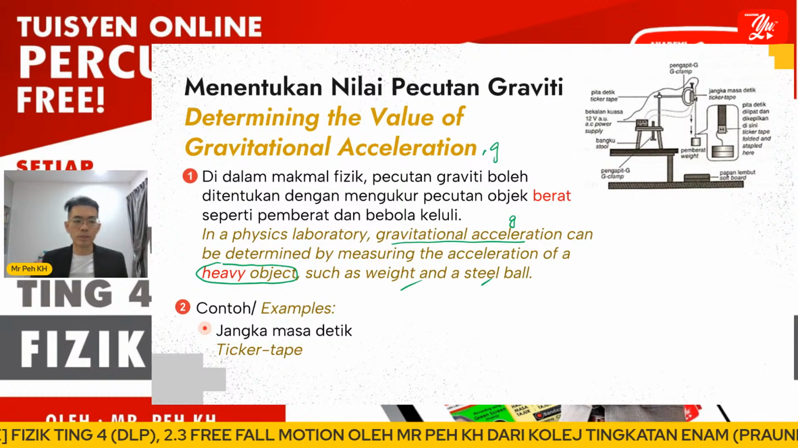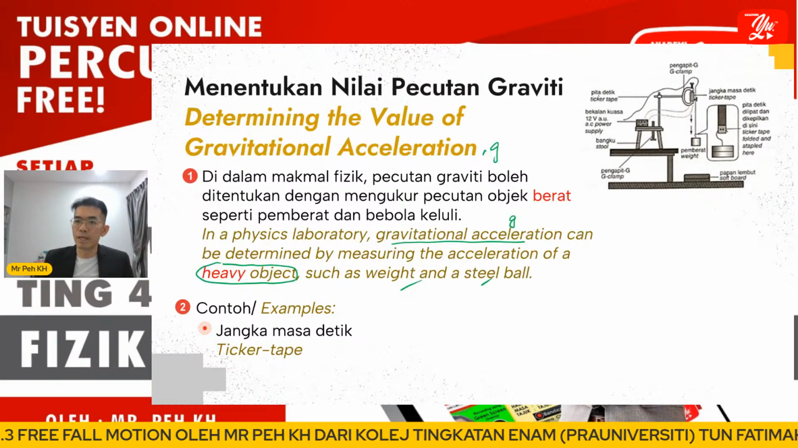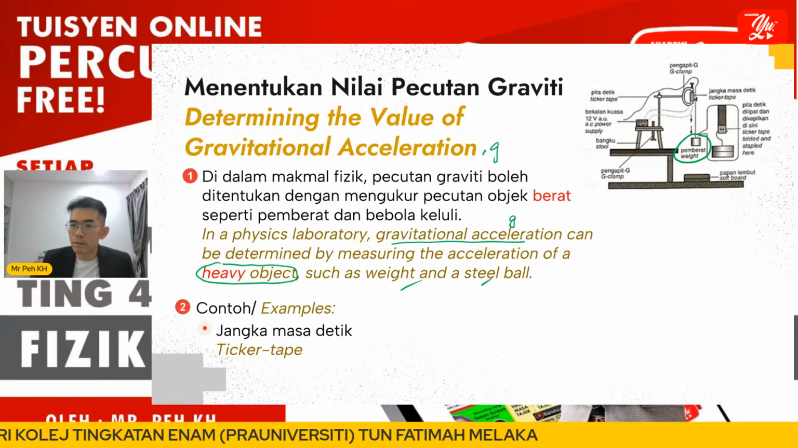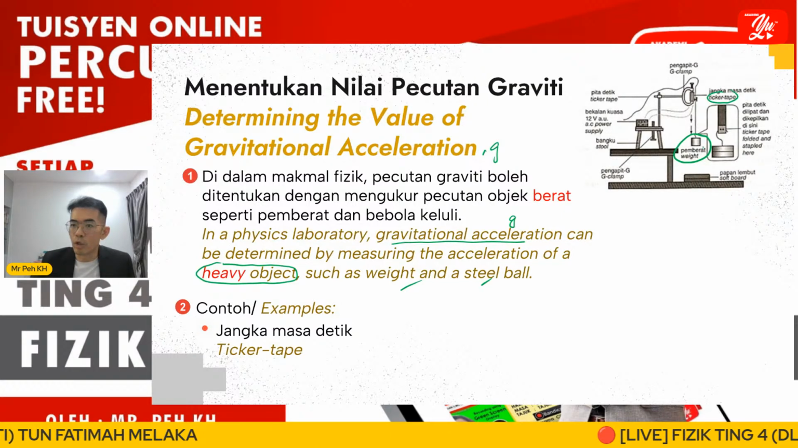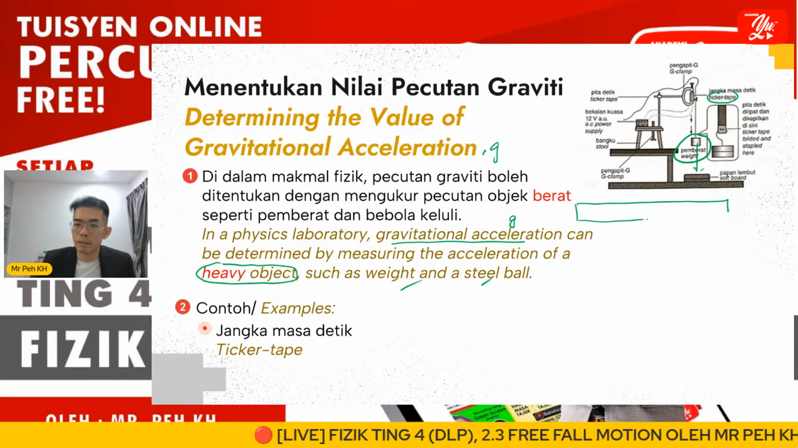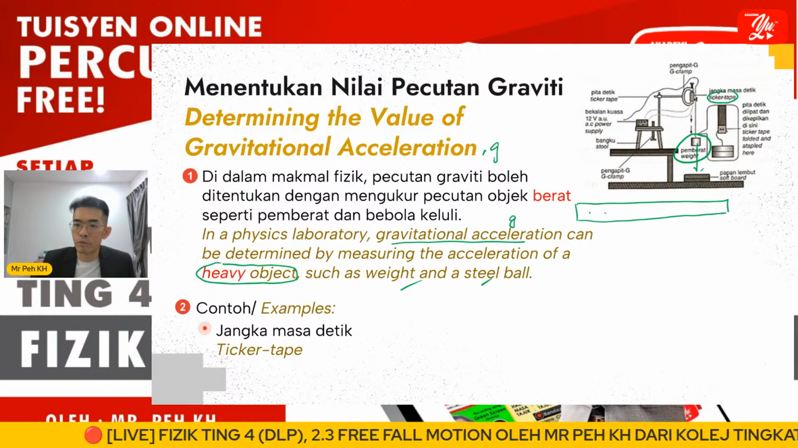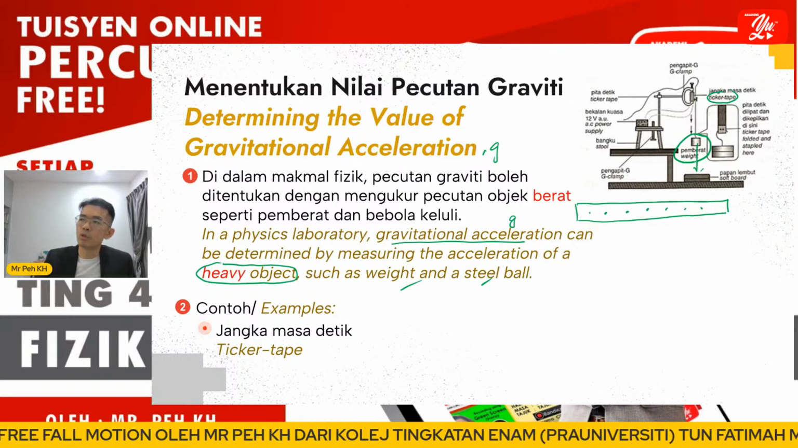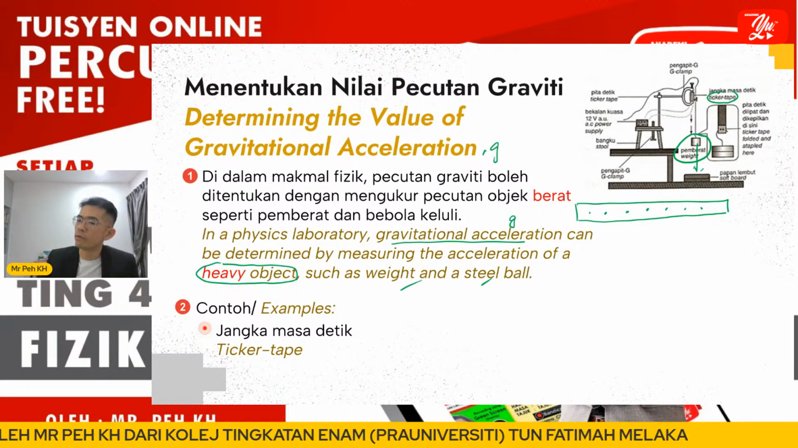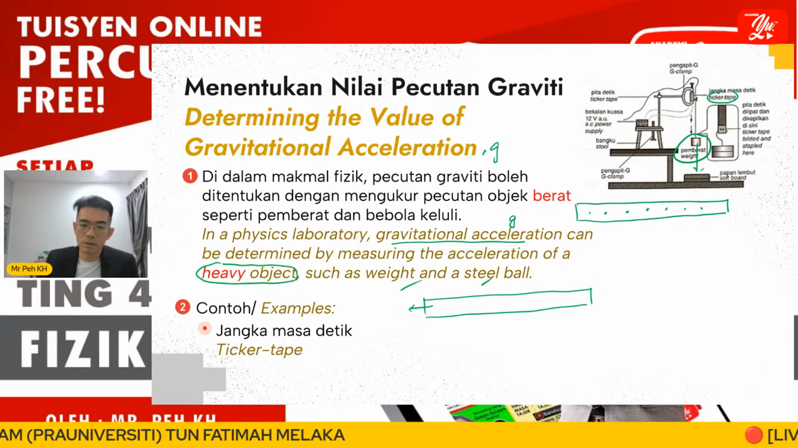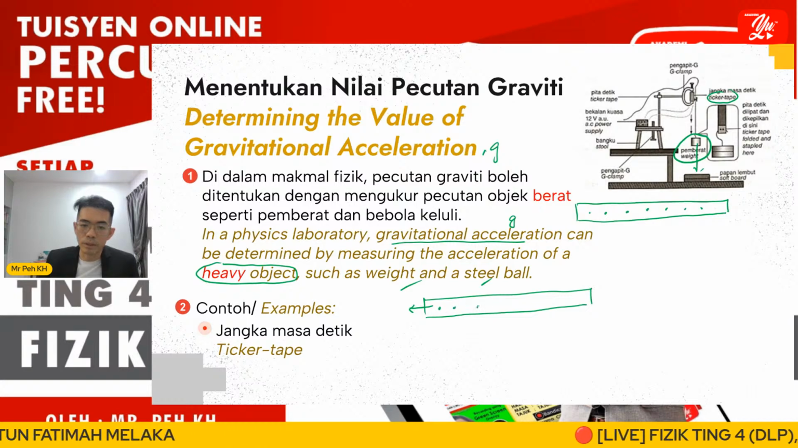For the first method we use the ticker tape. In this picture, we use the weight attached together with the ticker tape. When the object moves down, we may get the ticker tape with ticks on it. This will be in the condition of constant acceleration, so we expect the distance between two dots to increase.